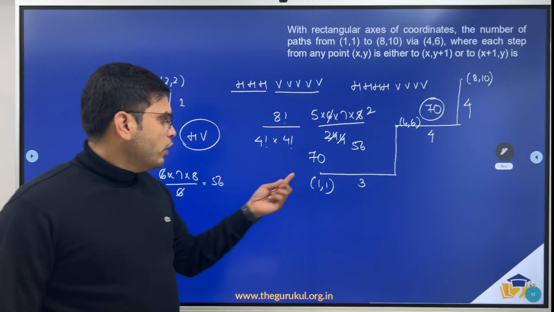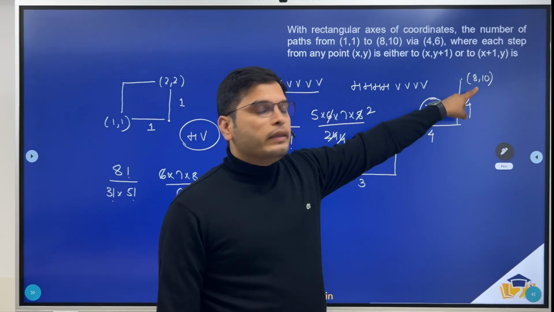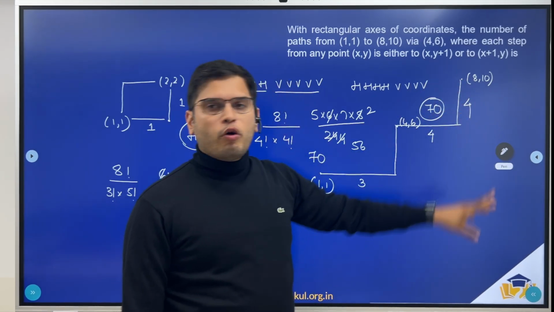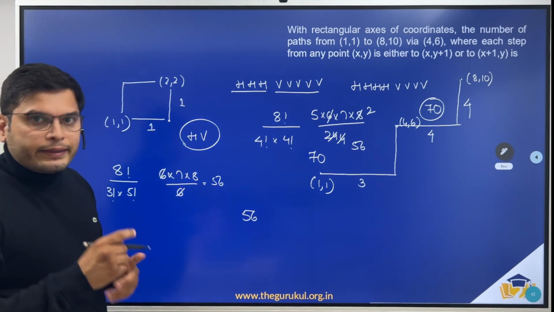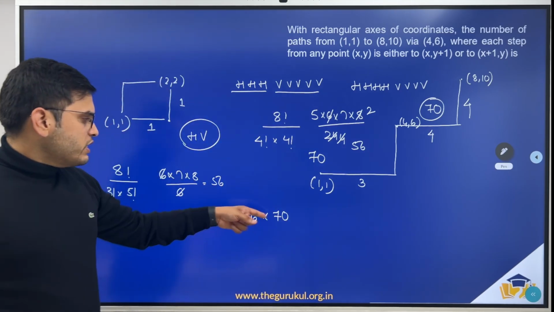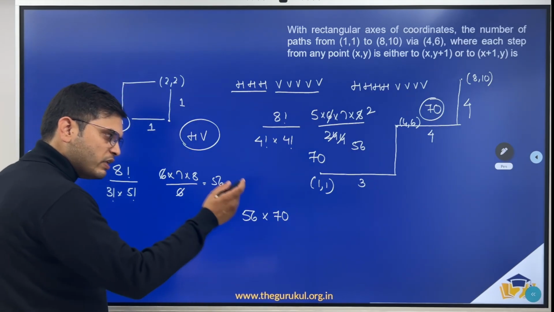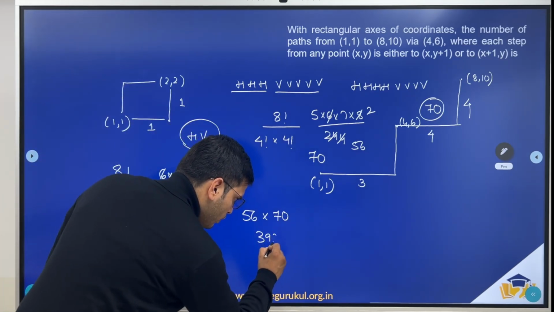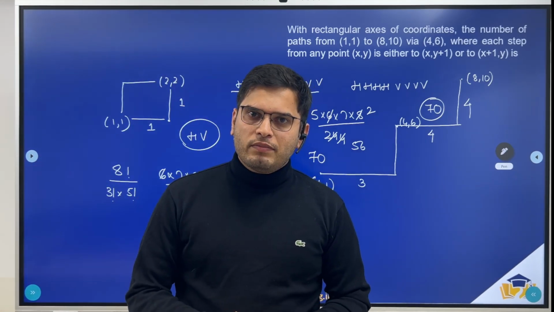Now here you have to reach 4, 6 from 1, 1, and then 8, 10 from 4, 6. So you have a total of 56, and since the connector is 'and', into 70. Now 7 into 50, 350; 7 into 6, 42; 350 plus 42, 392, and a 0. So 3920 becomes the answer to this question.